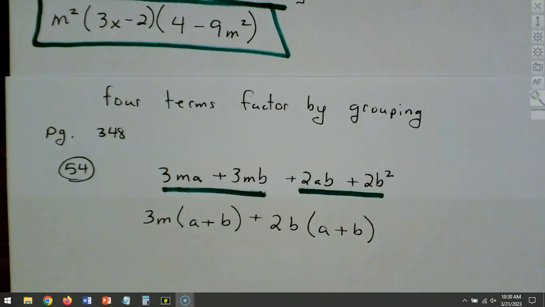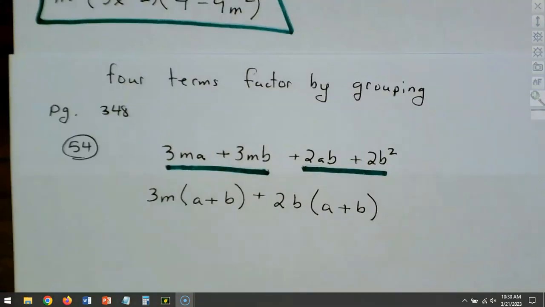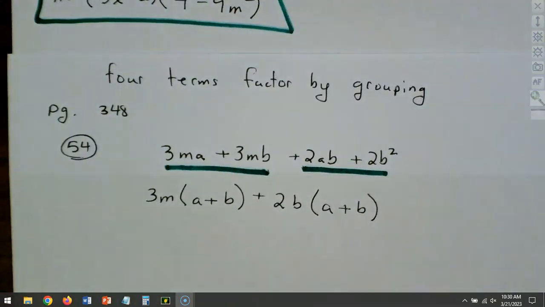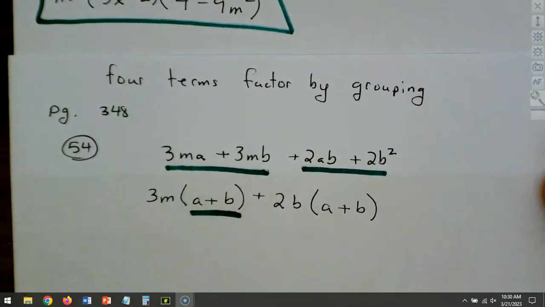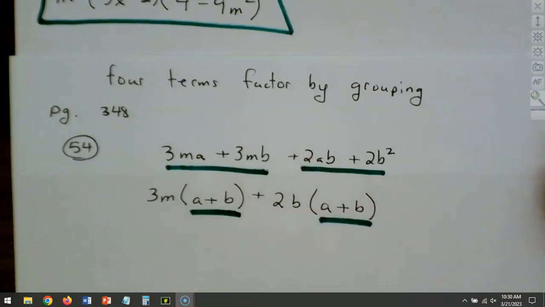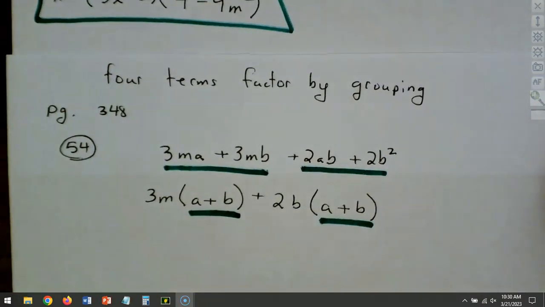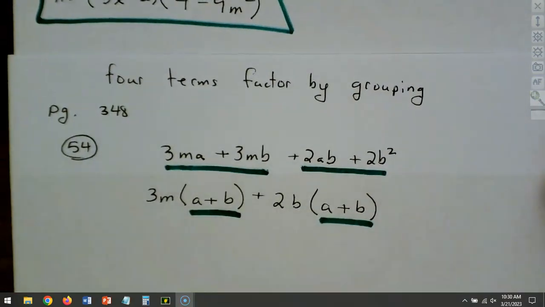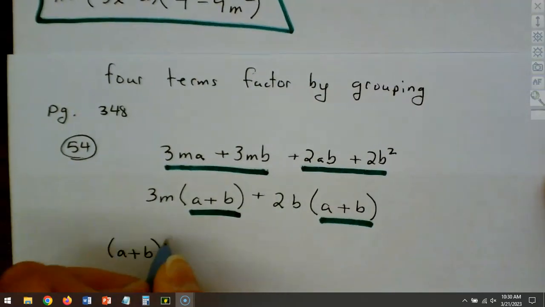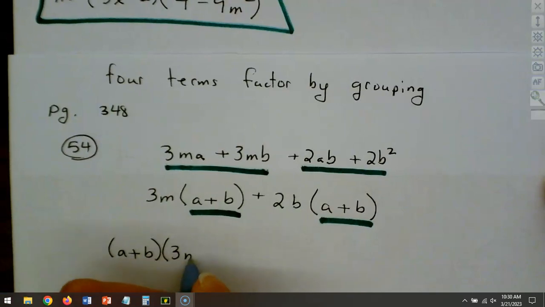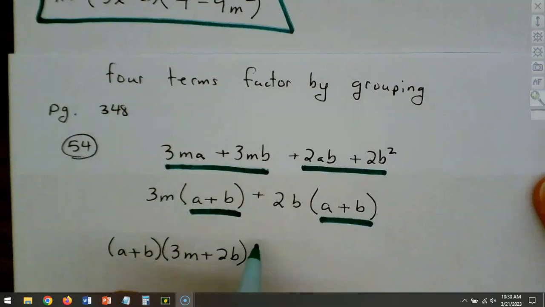Now, we just did this a moment ago. Here's how you know if you did it correctly. These parentheses had better be the same. If they are different, you made a mistake. Are my parentheses the same? Yes. So what's going to come out? A plus b. And what's left over? 3m plus 2b. That's it.